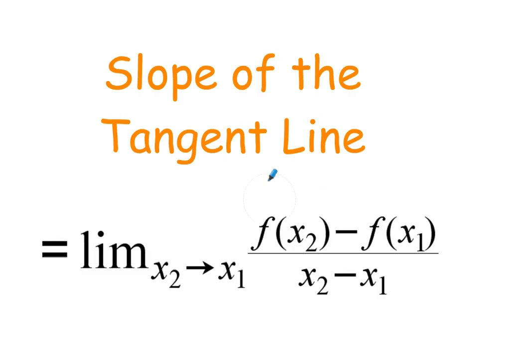So the slope of this tangent line is the same as instantaneous rate of change. It's the limit as x2 approaches x1 of f of x2 minus f of x1 over x2 minus x1. This is the same as your slope that you learned in Algebra 1, y2 minus y1 over x2 minus x1. It's just that you're dragging 1 point closer to another one.